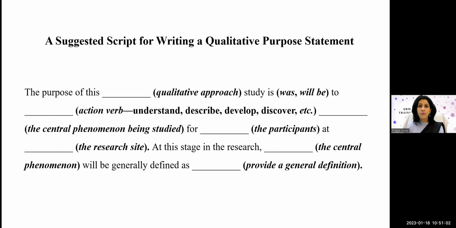So till now we have discussed two things. We have discussed the problem statement, which has three parts: the background, along with the background there was a problem, and along with the problem there was the significance of the study. These three constituted the problem statement. Then comes the purpose statement.